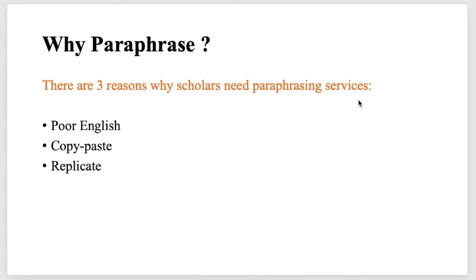So why do we paraphrase? There are three reasons why scholars and researchers need paraphrasing services. Number one is poor English. This is for the non-English speakers, and most of us are not native English speakers. Number two, if you do copy and paste, this is very important. That's what we talk about, the similarity and the Turnitin percentage. And number three is to replicate, if you are replicating a previous research.